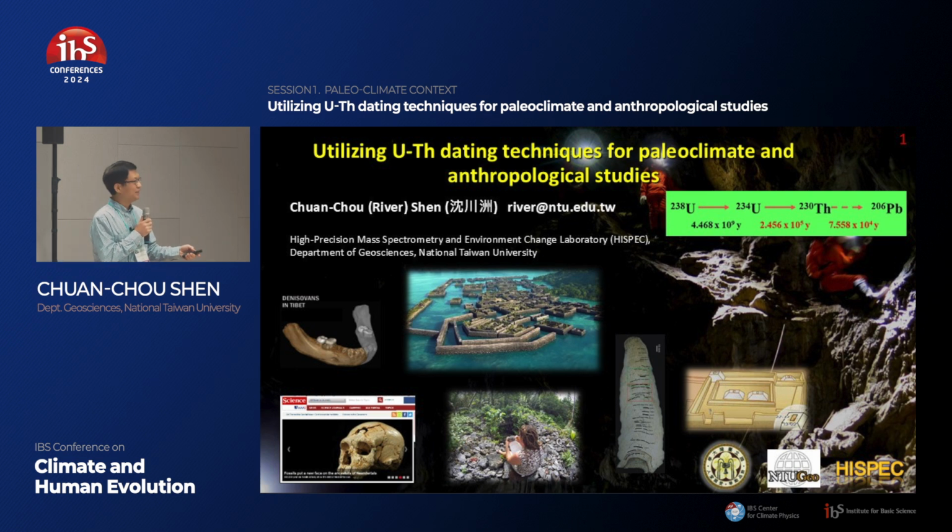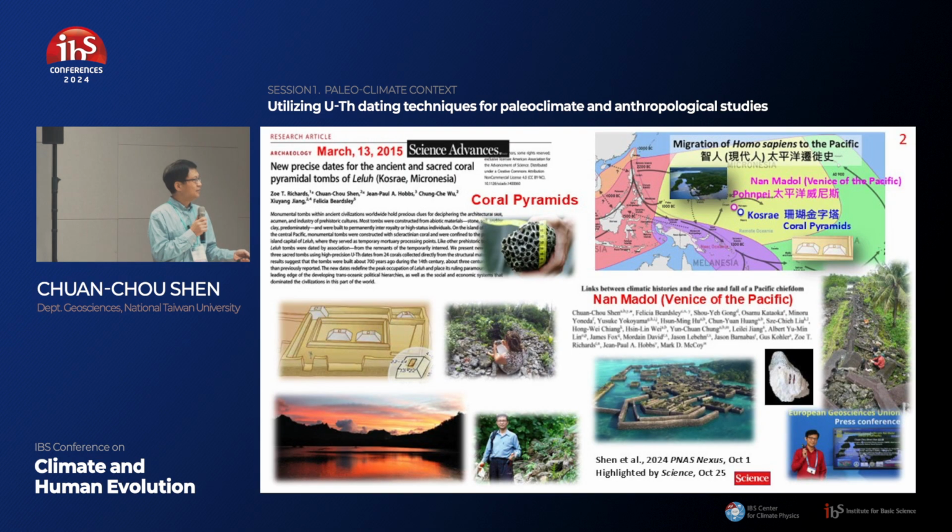Yes, and I'm a dating guy and working on paleoclimate and some archaeology cases like here. So, what kind of material can you use for dating? Corals. Corals are very good material with high uranium, 3 ppm up to 5 ppm sometimes. Very easy to be dated by uranium thorium methods.